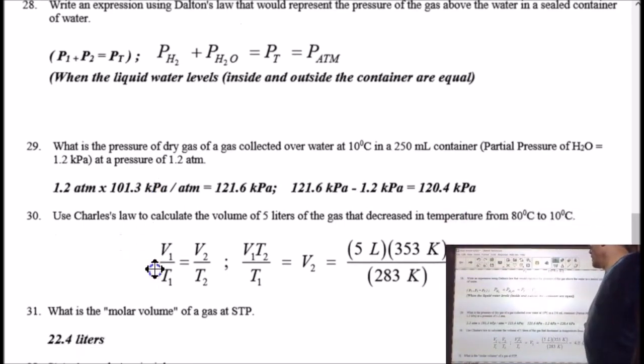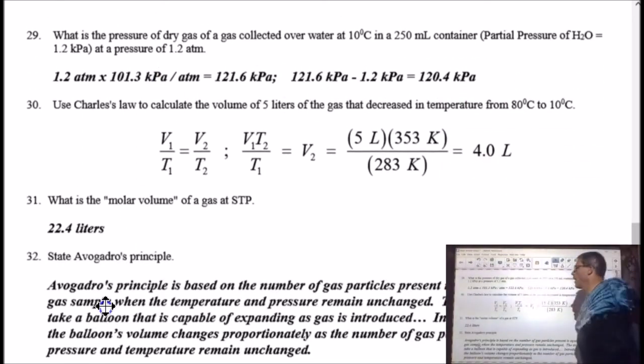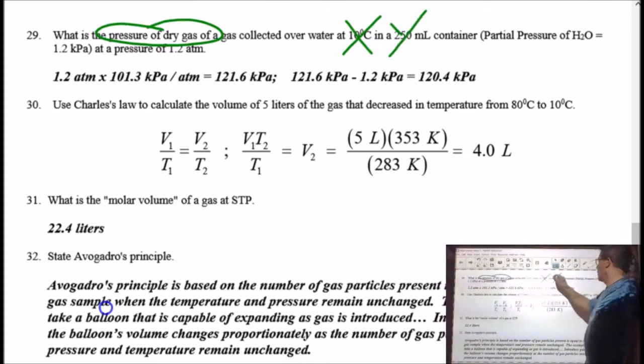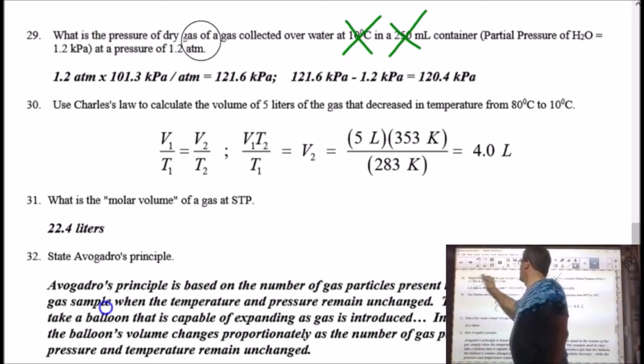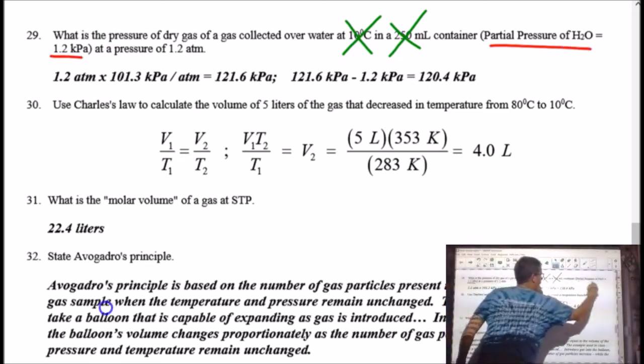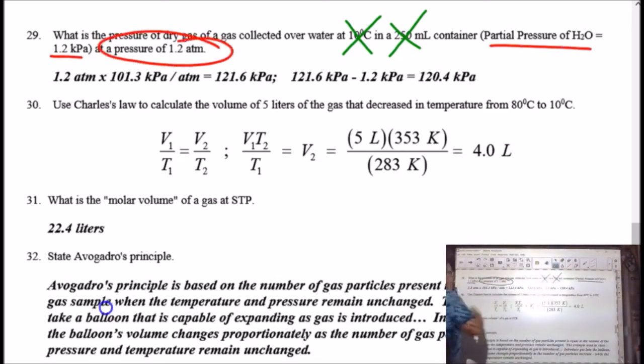All right, number 29. What is the pressure of a dry gas that is collected over water at 10 degrees in a 250 milliliter container? And it says the partial pressure of water is 1.2 kilopascals at a pressure of 1.2 atmospheres. I'll be honest with you, all it's asking for is what is the pressure of the dry gas. So we don't care about that, we don't care about that. Those are what we call distractors. What we do care about is right over here, where we have our partial pressure due to water, and then we have the pressure of the whole system.